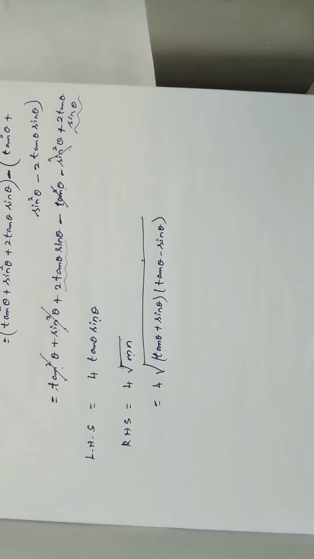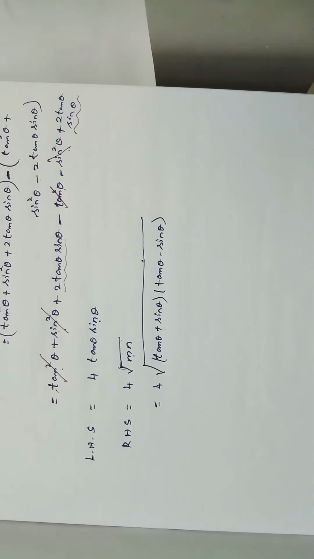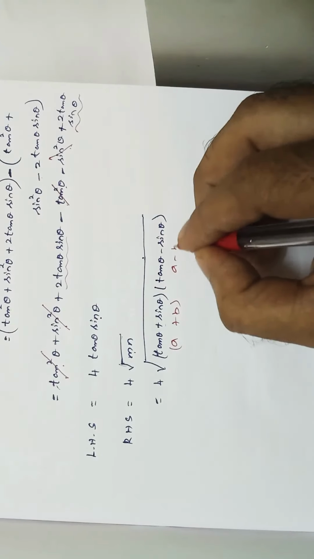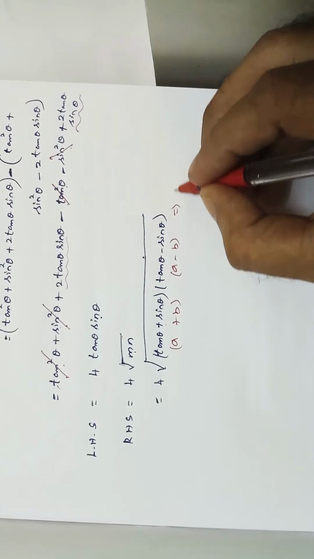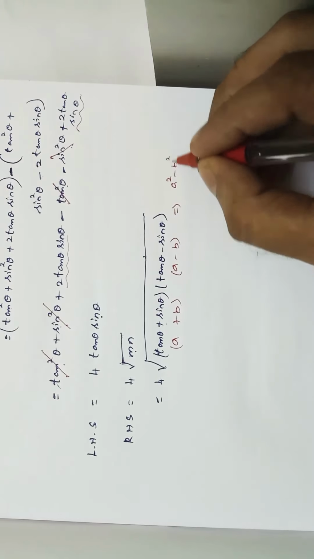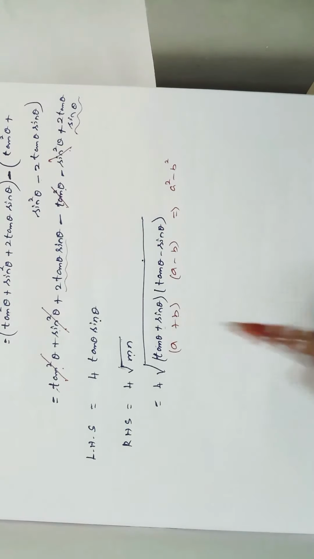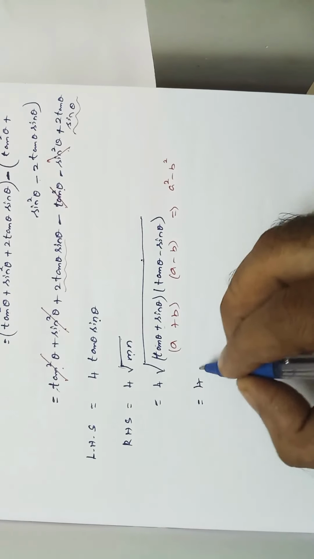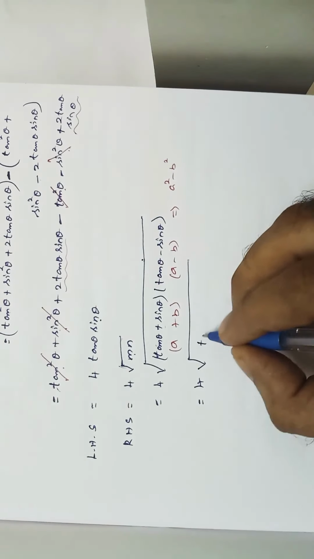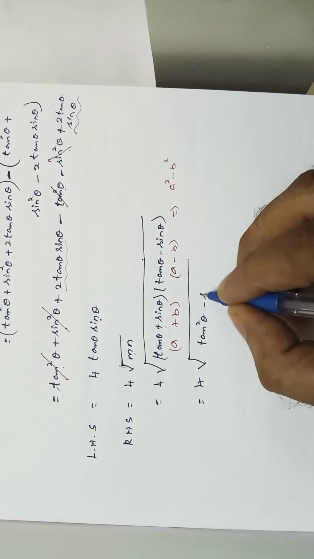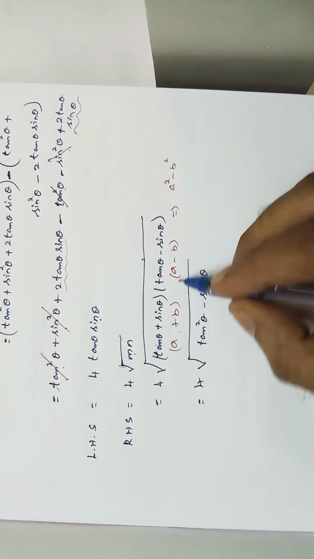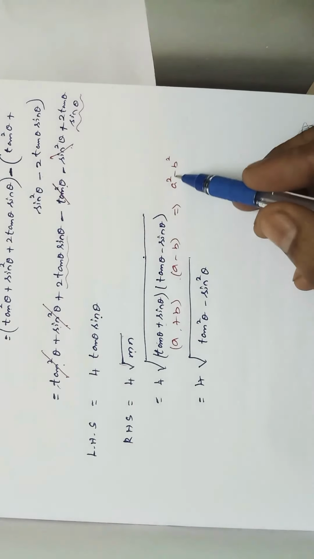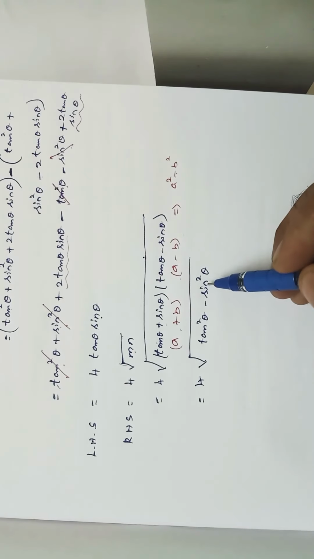So how will it be? Any other identity applicable? Yes. See, a plus b into a minus b is a square minus b square. What is a here? Tan theta. What is b here? Sin theta. So it is equal to 4 into square root of tan square theta minus sin square theta. A plus b into a minus b is nothing but a square minus b square. What is a? Tan theta, so tan square theta minus b square. B is nothing but sin theta, so sin square theta.